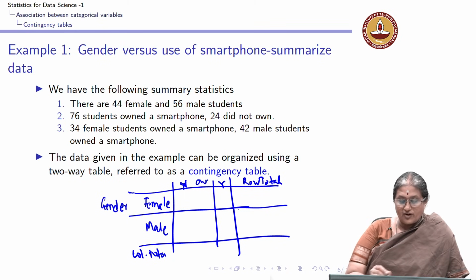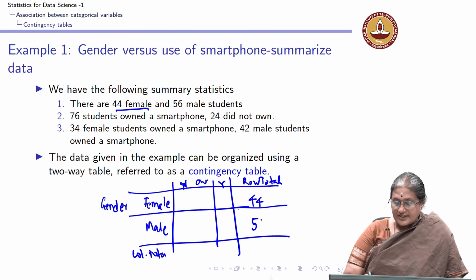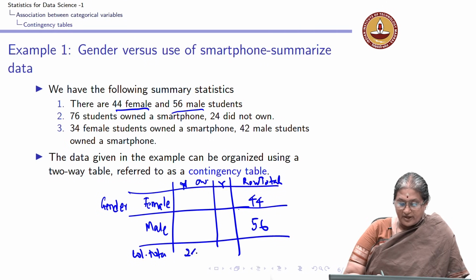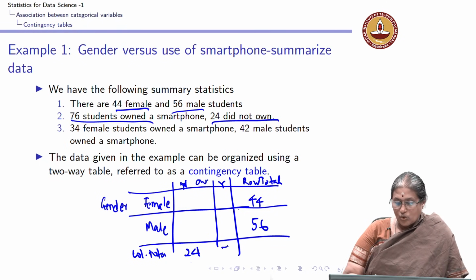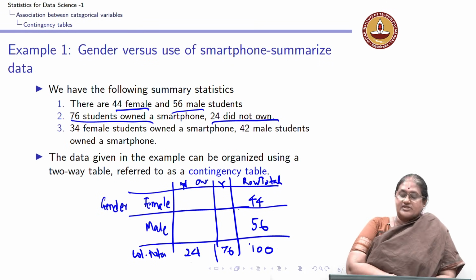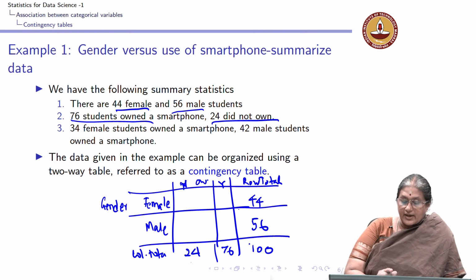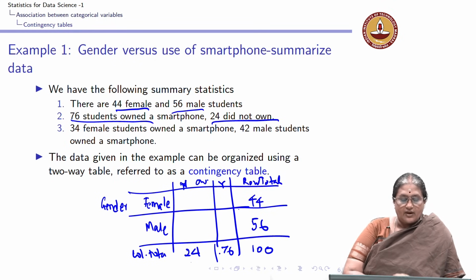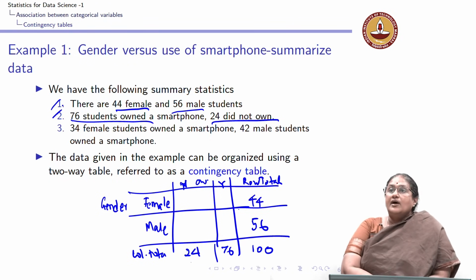You can see that there were 44 female, that is what is given here, and 56 male, that is what is given here. Now, when I come to ownership, 24 did not own, so my no is 24, and 76 owned. You can see that these totals add up to 100 students. This is the first thing. I am not looking at filling in the inside of the table yet, but these are the 44 females, 56 males in my data set, 24 not owning, 76 owning.